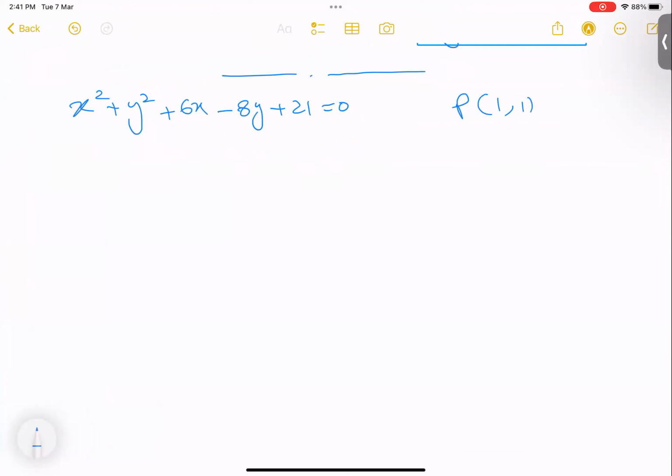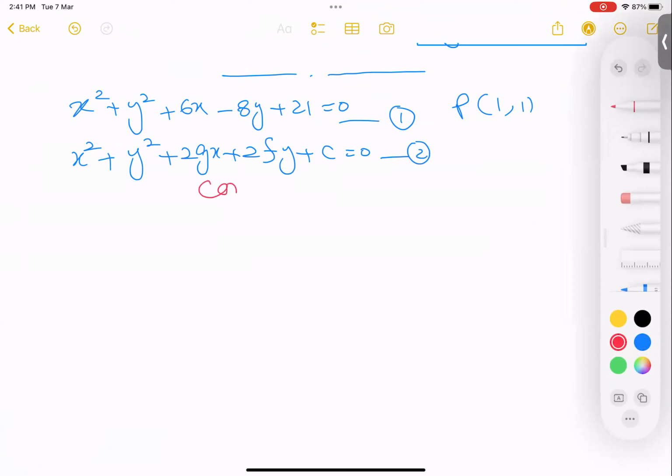Job number 1: find the center and radius. Every person knows now how to find them. Equation number 1 is the given one, and equation number 2 is x square plus y square plus 2gx plus 2fy plus c equals 0. Now I'm going to compare both equations. The x coefficient: 2g is equal to 6, 2f is equal to minus 8, and c is equal to 21.